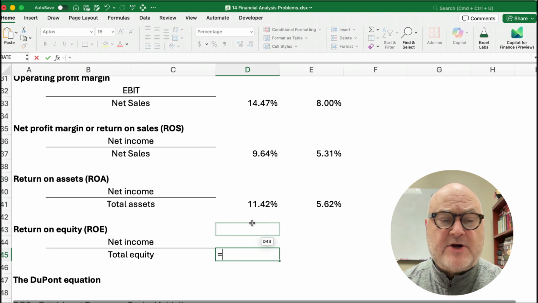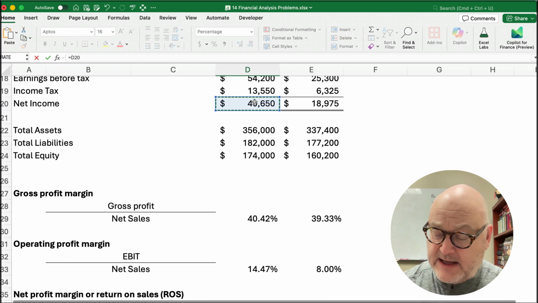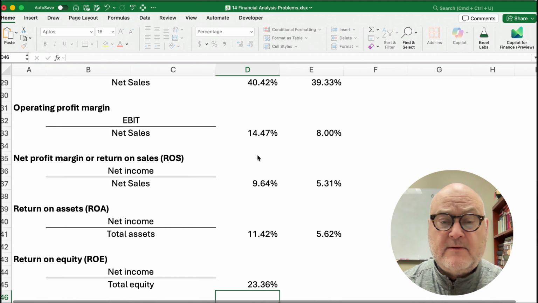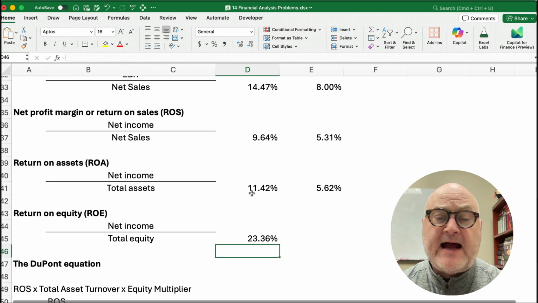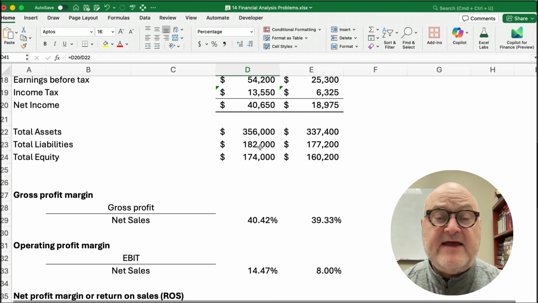Now ROE, return on equity, is going to be net income divided by the equity, 174. Now this number is going to be higher. As long as we have debt, this number will be higher because equity is smaller than the total assets. See, if we have assets minus liabilities, you get equity. Because we have liabilities, then equity is smaller than assets.